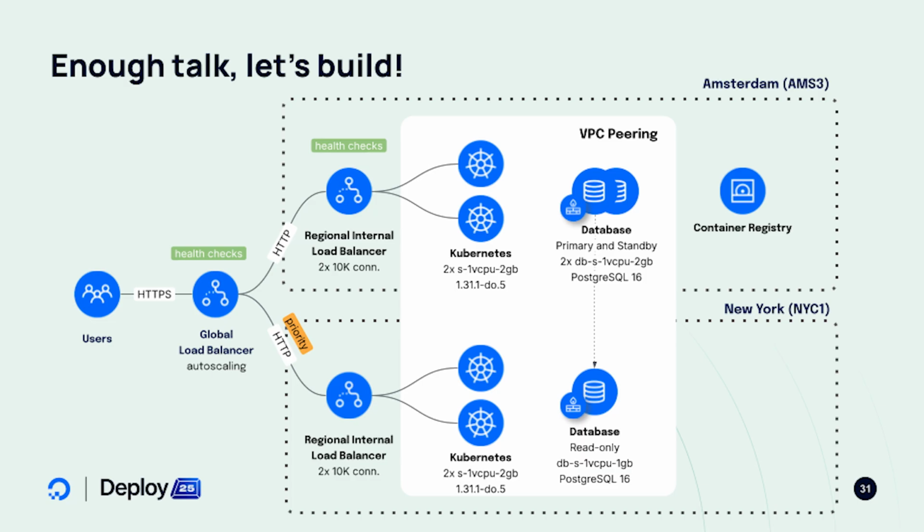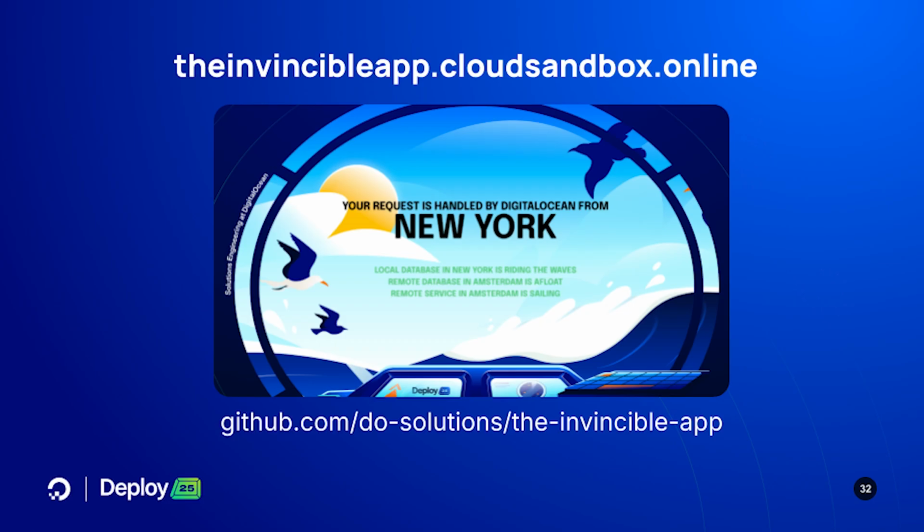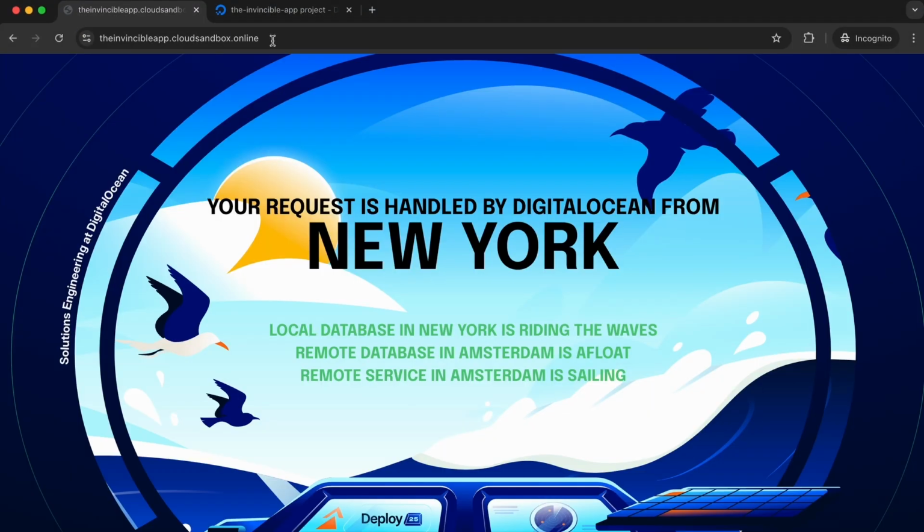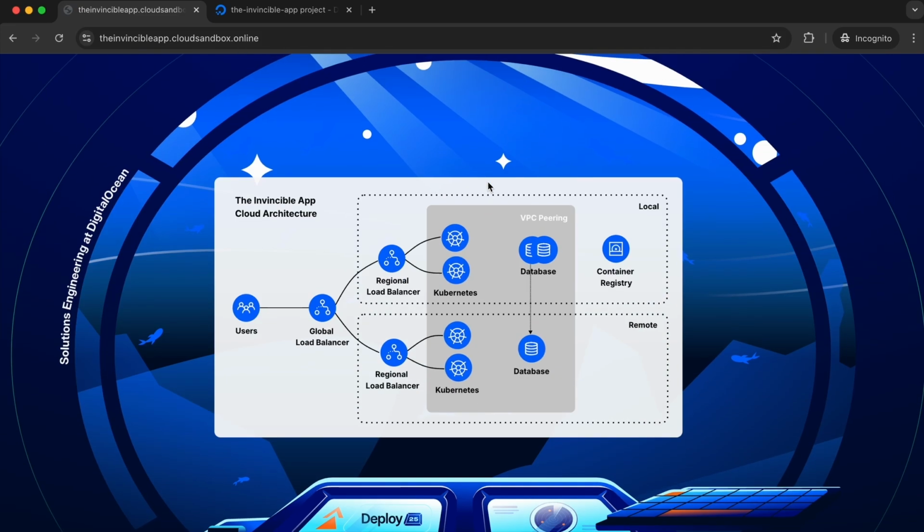So health checks are enabled, and this is what I implemented. The app is actually running. If you go to the Invincible app.cloudsandbox.online, you will see that it's up and running, and on GitHub, DO Solutions, the Invincible app. Let me run a small demo now. In the demo, you will see that the app shows you which region you are connected to. So I type in this URL, and it says your request is handled from New York. And down there, you have a diagram of the architecture.